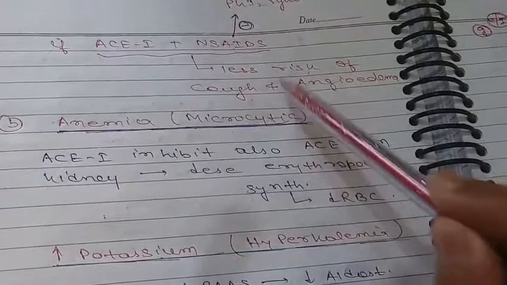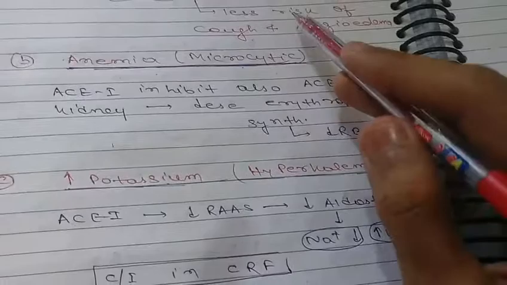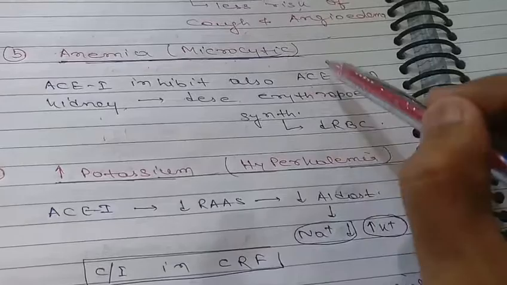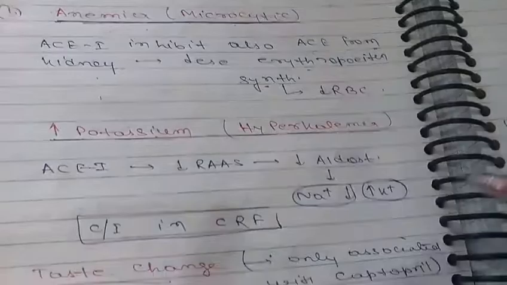Clear? Now the second, that is captopril, A for anemia, that is microcytic anemia, because ACE inhibitors also inhibit ACE coming from the kidney, and if angiotensin converting enzyme from the kidney is stopped, this also decreases erythropoietin synthesis, and that will decrease your number of RBC.